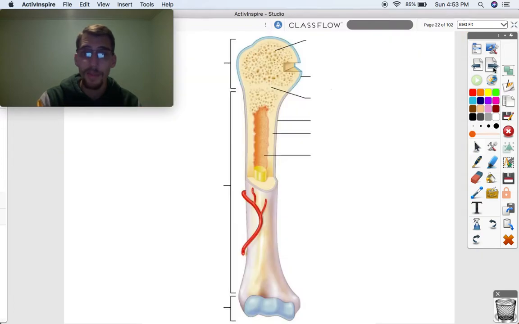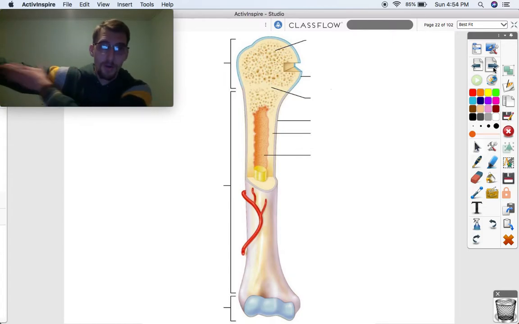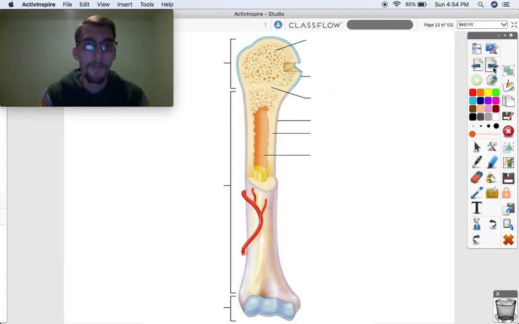All right, so with that, we're going to discuss the anatomy of a long bone. Does anybody know what long bone this might be? Any identifiers here? Well, this is the humerus. This bone right here makes up your upper arm. All right, so let's get started.